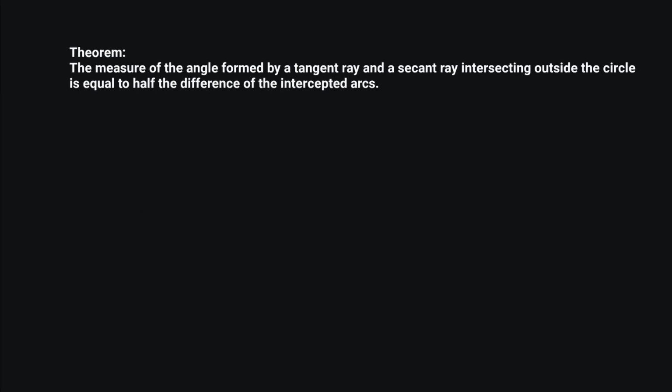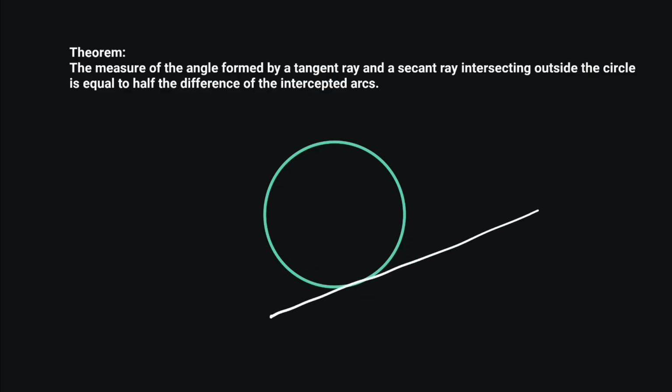Let's talk about the last theorem. It says the measure of the angle formed by a tangent ray and a secant ray intersecting outside the circle. So let's draw the circle. All right. In this case, we're going to have a tangent ray. So let's suppose that we have a tangent ray like that. Okay, this is the point of tangency. Let's call it, I don't know, B.